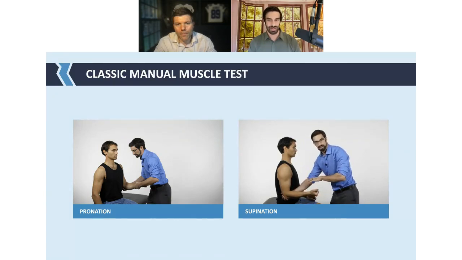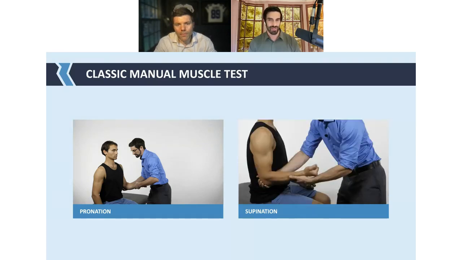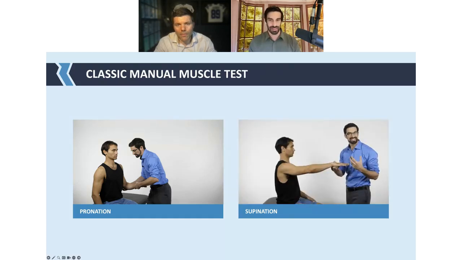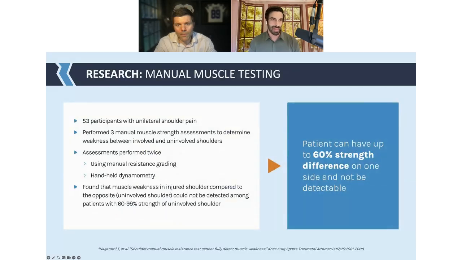Now, you can see when I do this that I'm stabilizing at the elbow, and I'm also going to grasp the distal radius and ulna. I don't grab the hand, because finger flexion and extension and wrist deviation may actually influence the test itself. And so the question is, are these tests actually giving us true values of the strength of the muscles?